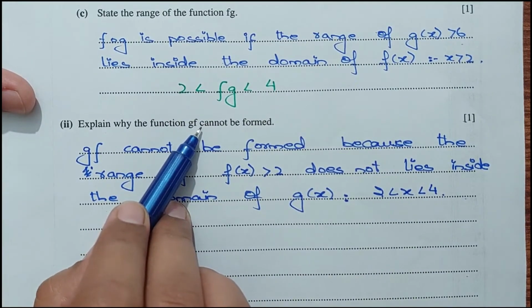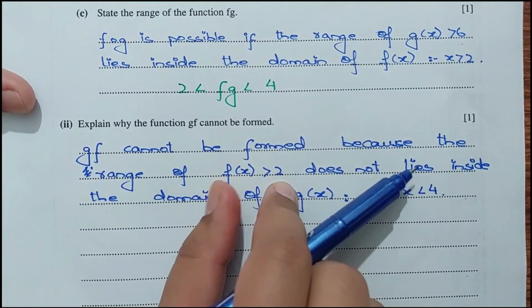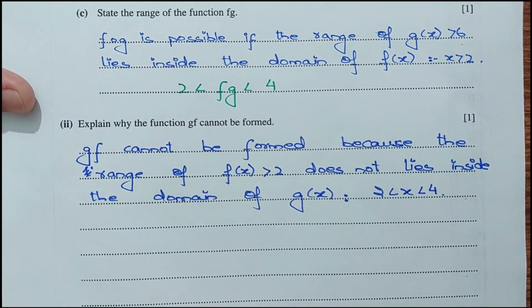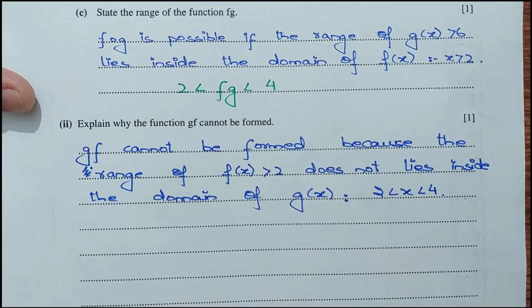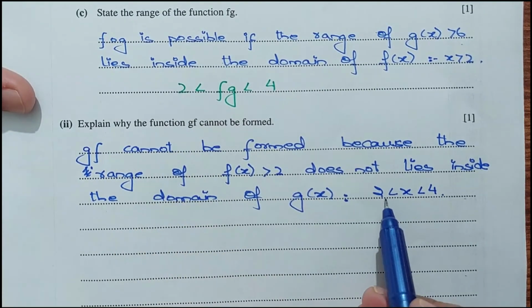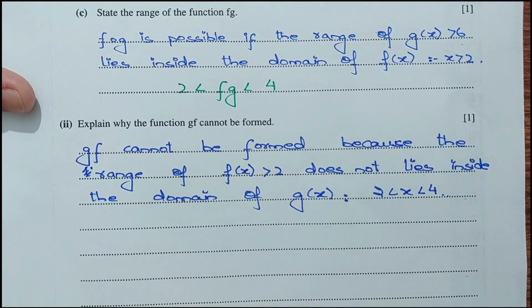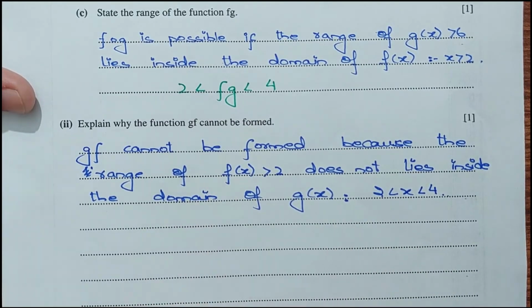function is f and its range is all the values that are more than 2, and more than 2 means from 2 to infinity. These values do not lie inside the domain of the outer function. The domain is between 2 and 4, but we have here 2 to infinity. So this is the only reason we cannot form g composition f.